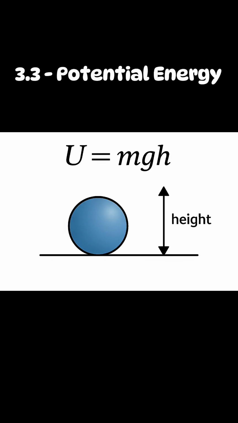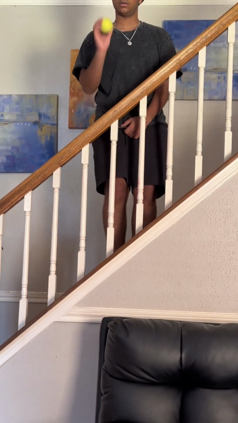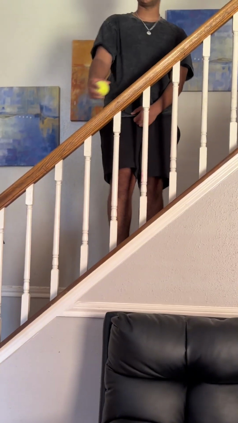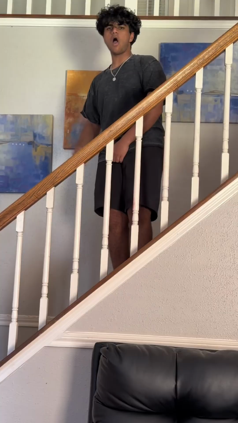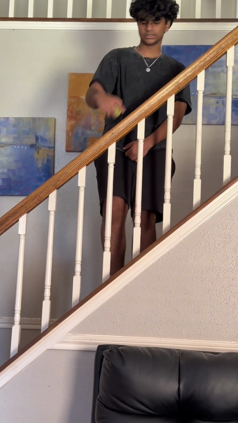3.3 Potential Energy. Alright, big low. This is a height of one below, and we're gonna drop the ball from here. Here I'm releasing the ball from a lower height on the staircase. The ball has gravitational potential energy because it's positioned above the ground. According to Ug equals mgh, at the lower height, the ball has a smaller amount of gravitational potential energy.